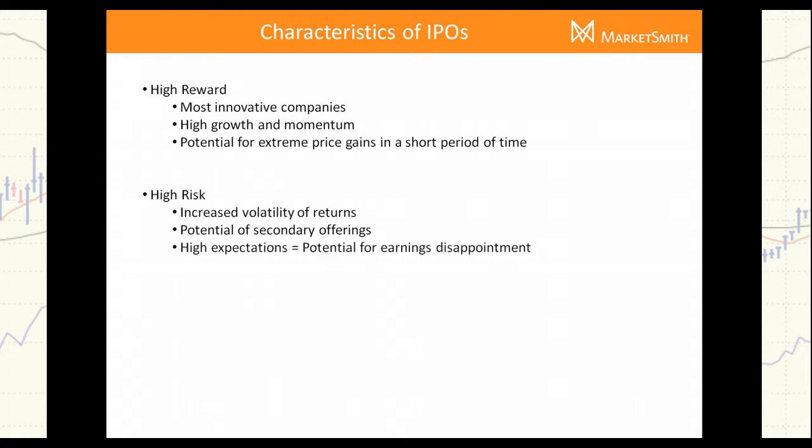Not only do you have the potential for secondary offerings to increase volatility, but these high expectations of earnings and sales growth and momentum lead to increased potential for earnings disappointment. When you look at a growth story, when the growth starts to slow down or there's any expectation of slowing earnings in the future, the stock price is usually going to get hit pretty hard.